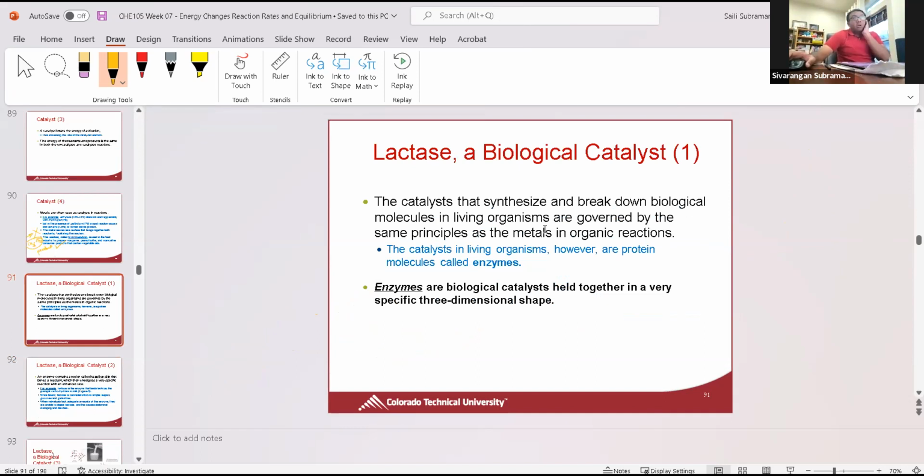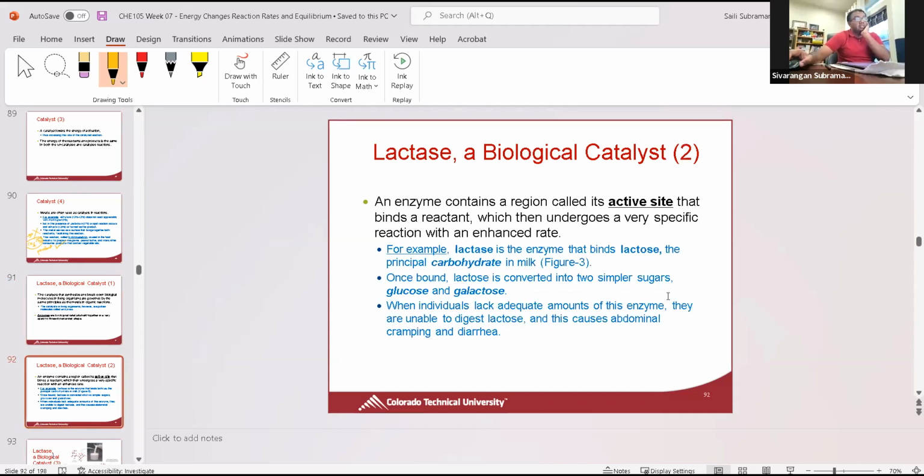Another very common type of catalyst is what we have in our bodies, the protein molecules called enzymes. These are nothing but biological catalysts that help us with various organic reactions. Let's look at a few examples.